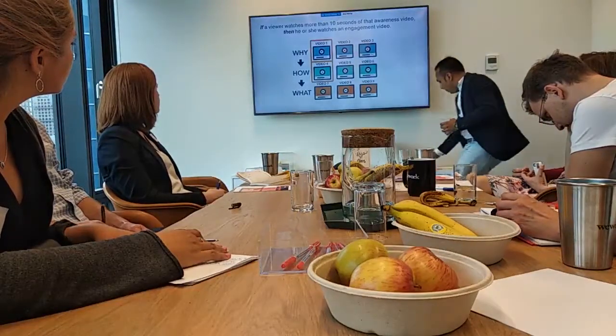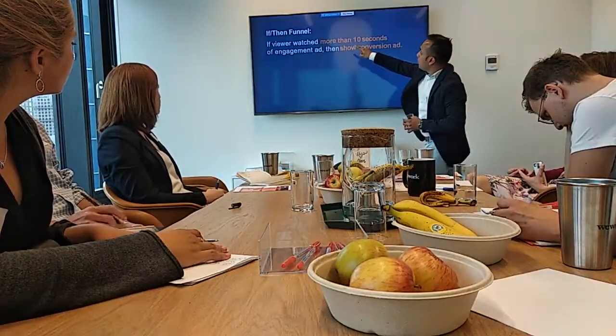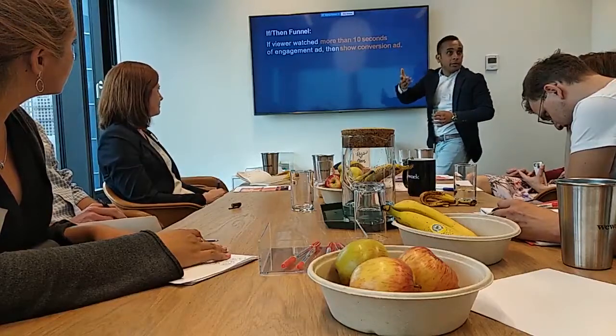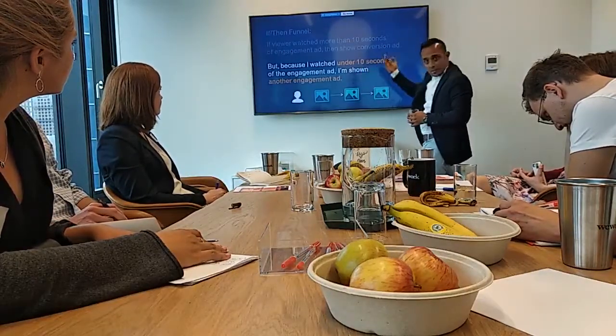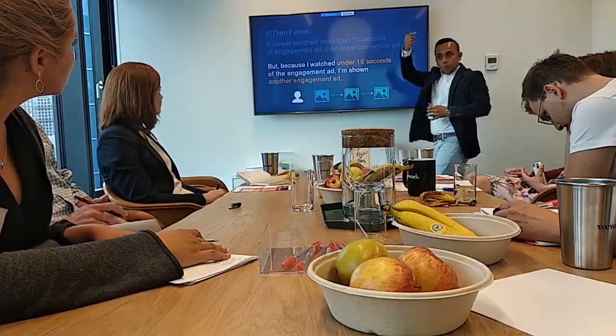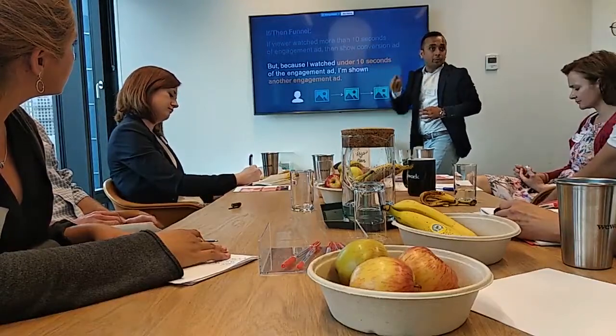1 and then 4. If they watched more than 10 seconds of engagement, then show them a conversion ad. You got it, right? But if I watched under 10 seconds, I'm shown an engagement ad again. So move vertically when a person is seeing more than 10 seconds. If a person is seeing less than 10 seconds, move horizontally on that 3x3 grid of 9.